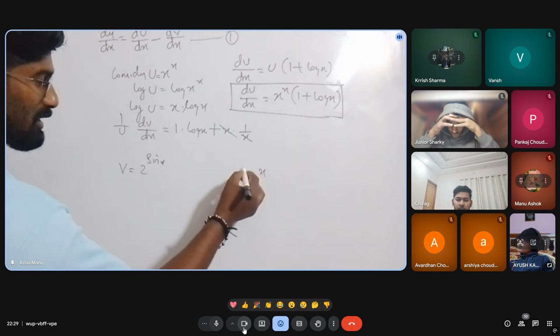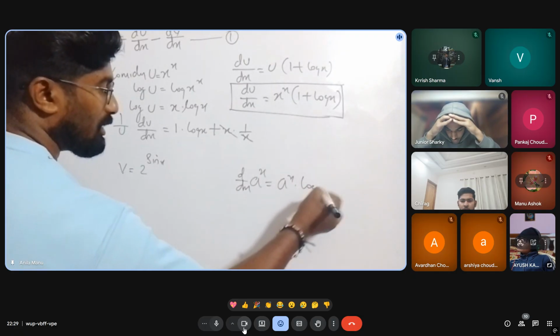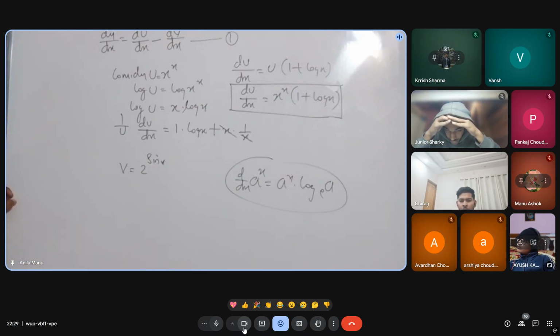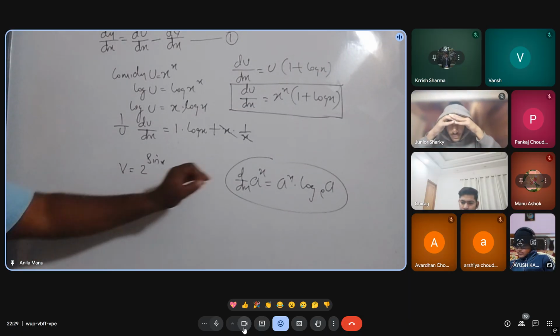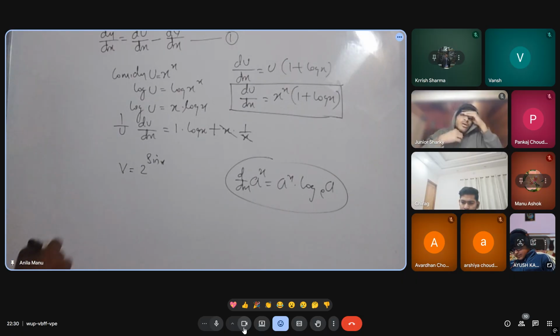So d by dx of a raised to x is a raised to x into log a to the base e. Directly we can find it. No need to use logarithm there. Even if you use logarithm, you will get the same answer, but no need to do that. Within 1 or 2 steps, you will get the final answer there.